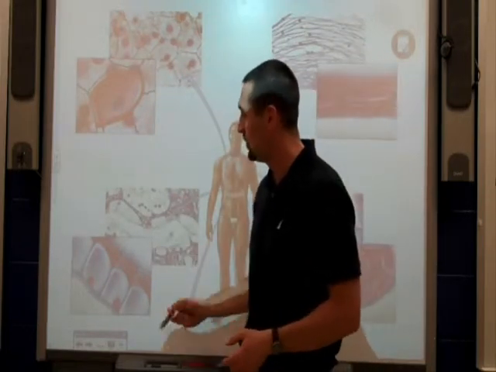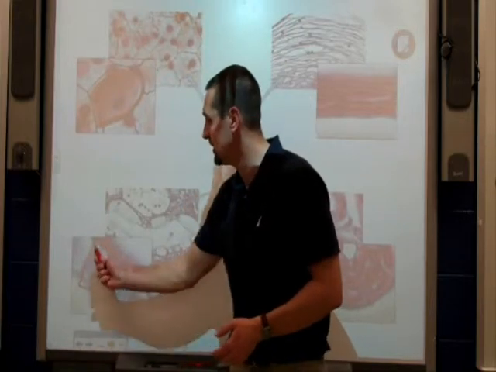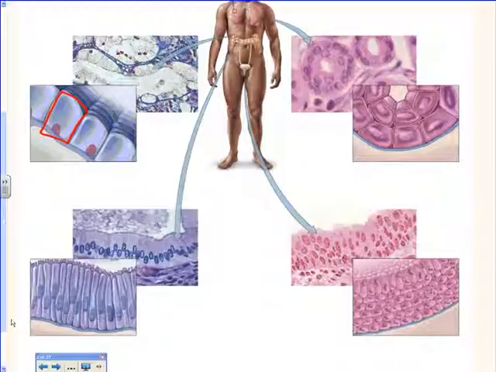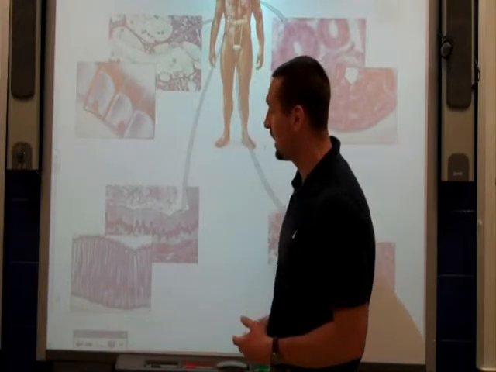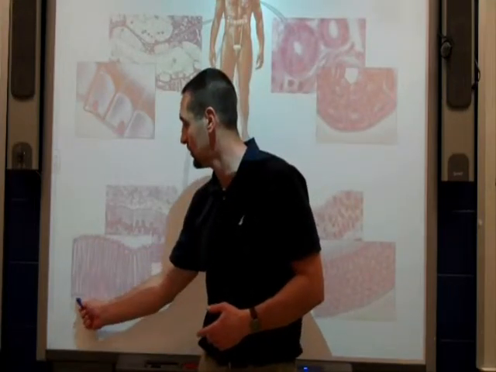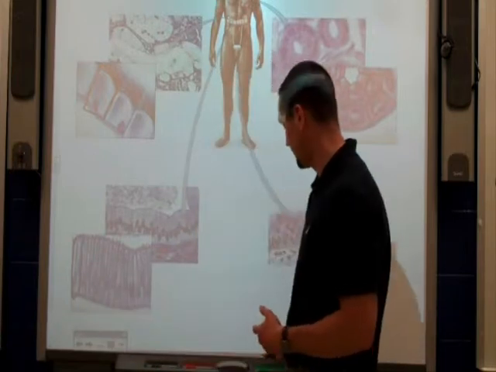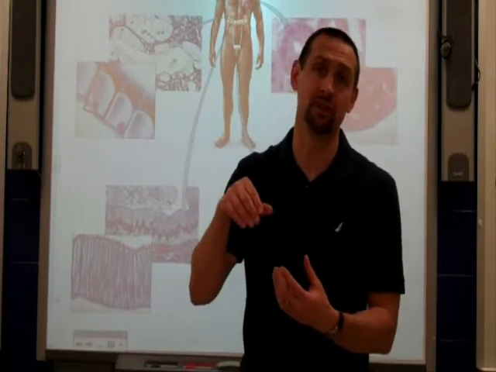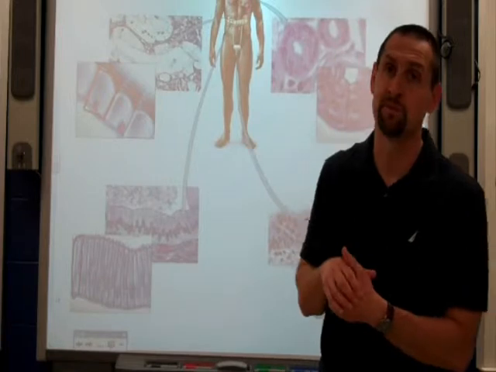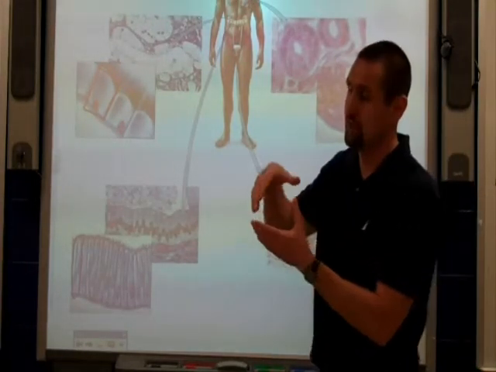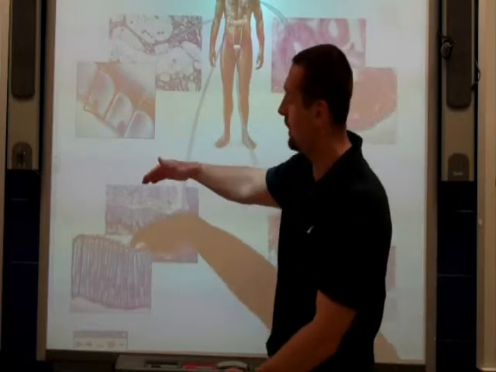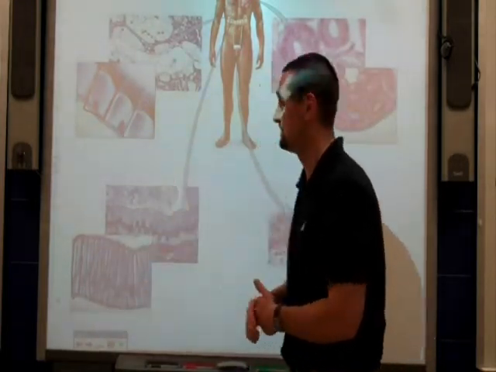This type looks like a cube, and that might help us to remember that type of tissue, cuboidal. And then there's this type of tissue here that looks like a column, like a long column. And that might help us remember that tissue or that cell shape, columnar. So squished, squamous, cube-shaped, cuboidal, like a column, columnar.